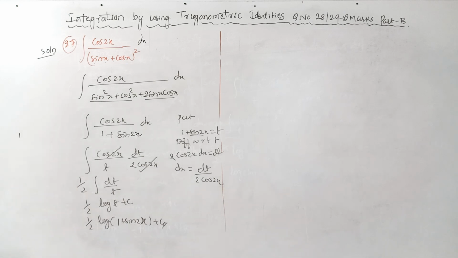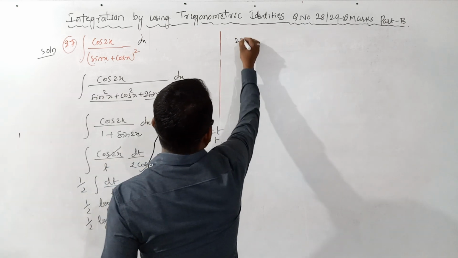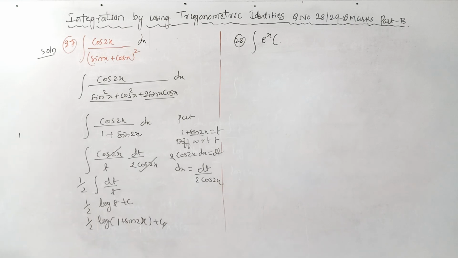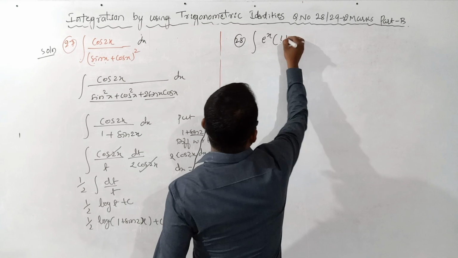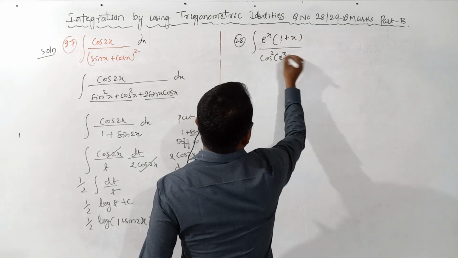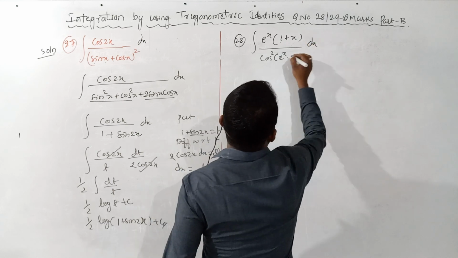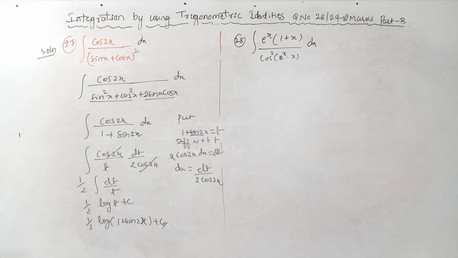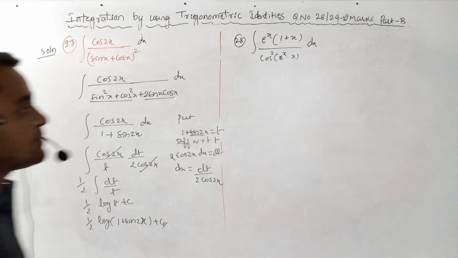Yes, and the last problem, evaluate the integral of e raised to x into 1 plus x divided by cos square of e raised to x into x, dx. Yes. Now put e raised to x into x is equal to t. Substitution method it is.